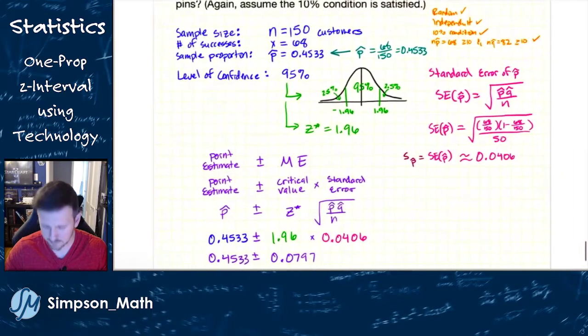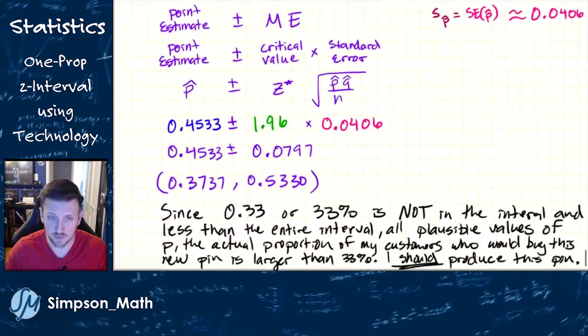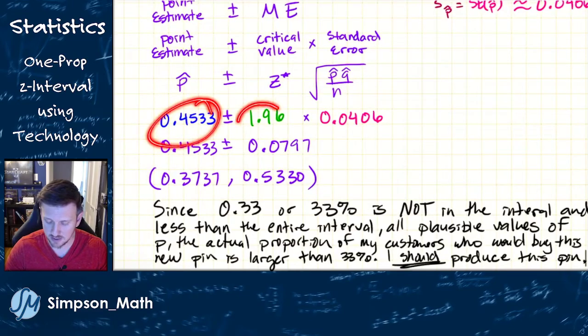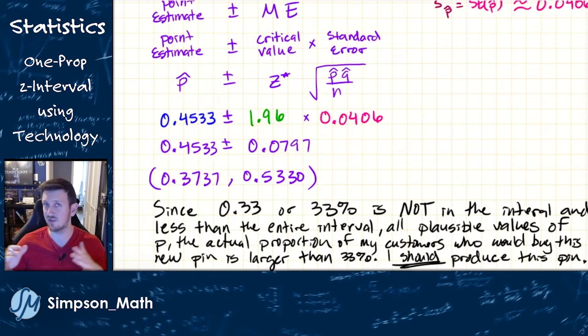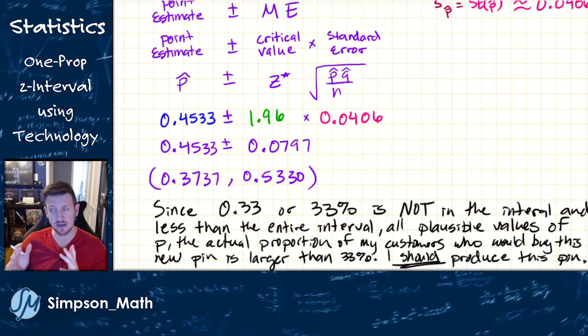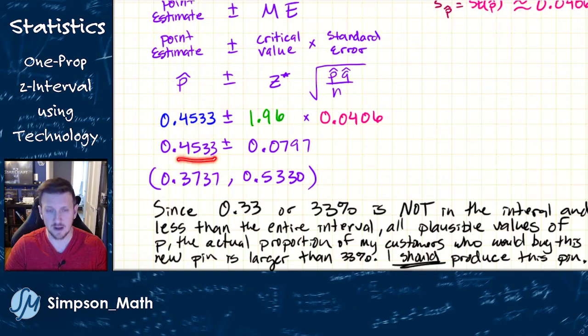All right, so now same process as before, but I have a new p hat, a new z star, and a new standard error. This time notice my standard error is smaller, even though my z star is bigger, but when I end up multiplying, it shrunk down from being about 11.5% wide to about 8% wide, so it shrunk down a good bit. My proportion did, by chance, move up a bit to 0.4533, and my interval is now from about 37% to 53%.